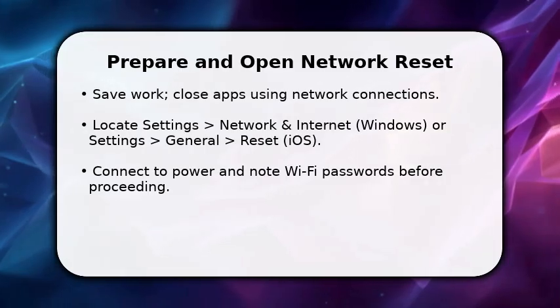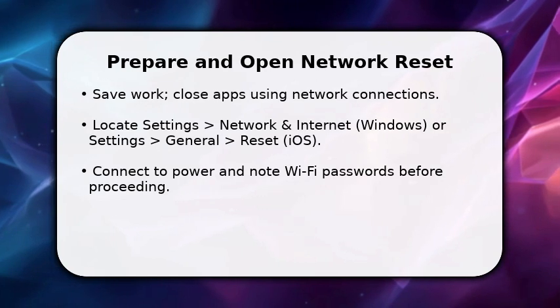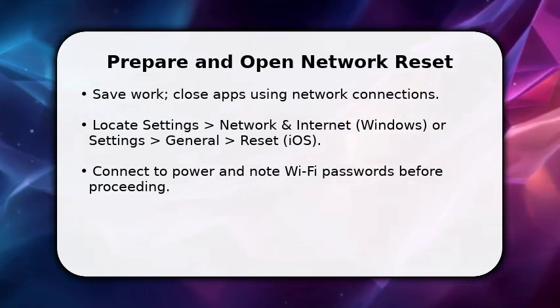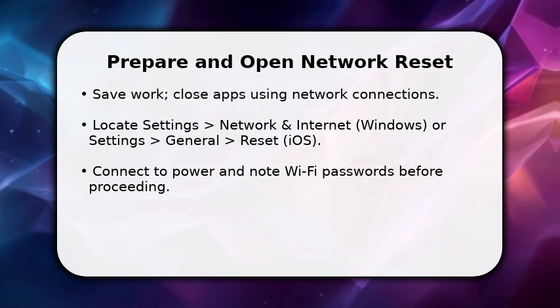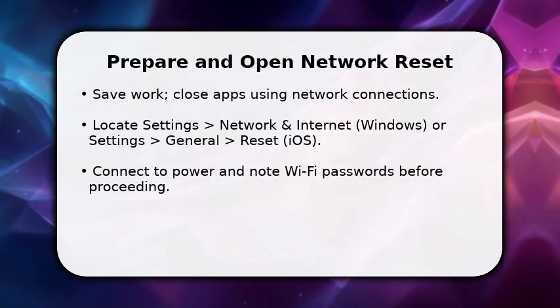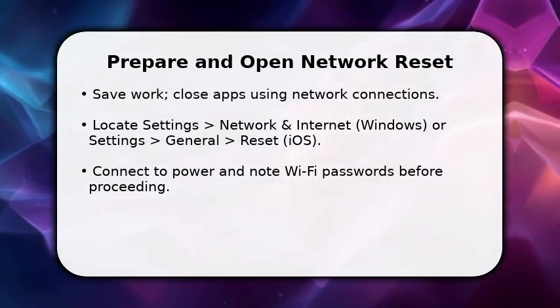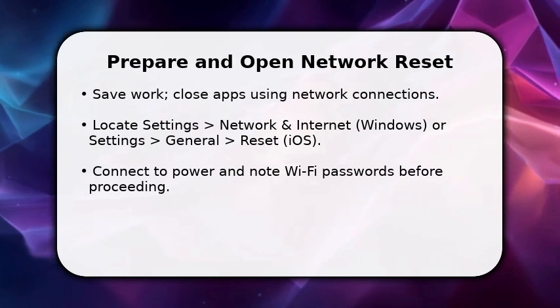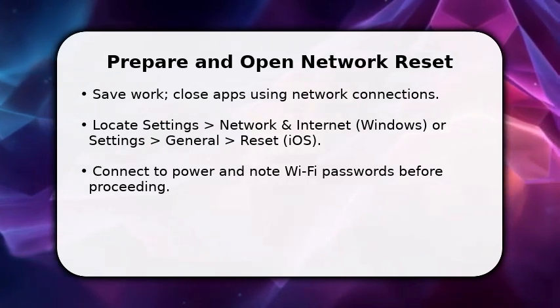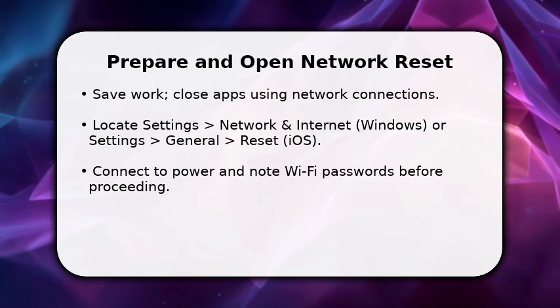You start by preparing the device and opening the reset area. First, save work and close apps that use the network. This prevents data loss. Next, open settings and navigate to network and internet on Windows or to general then reset on iOS. On Android, find system reset options.